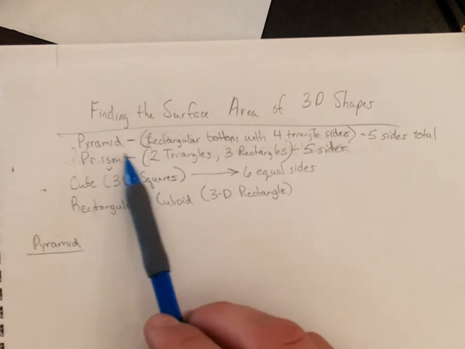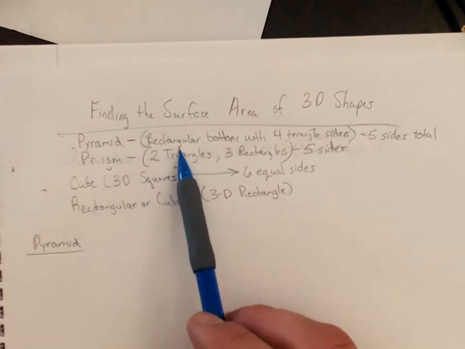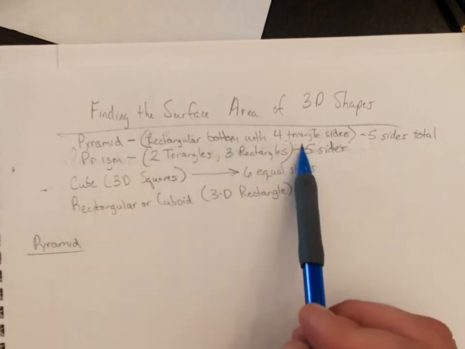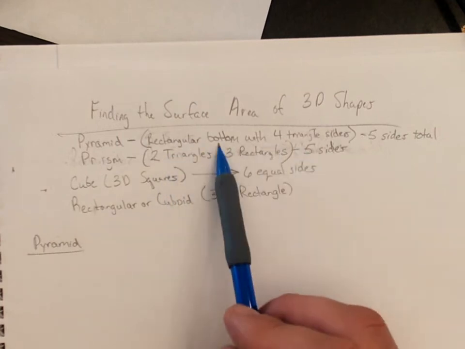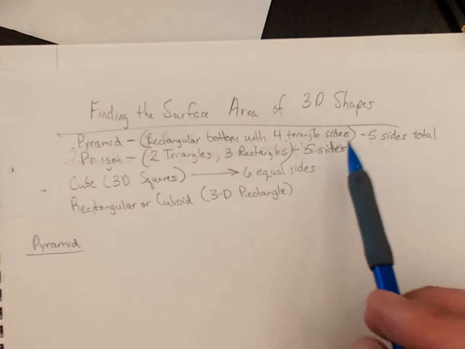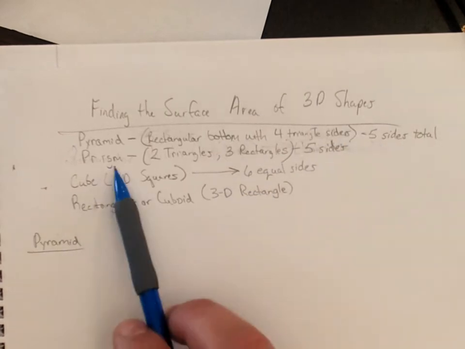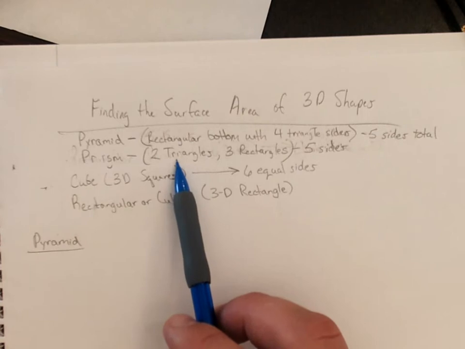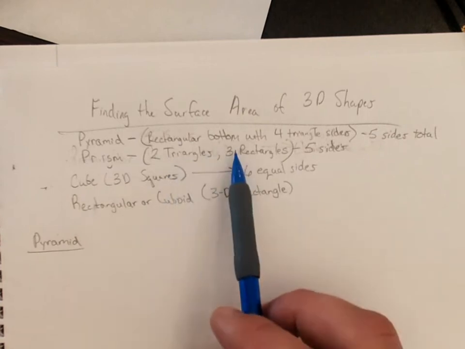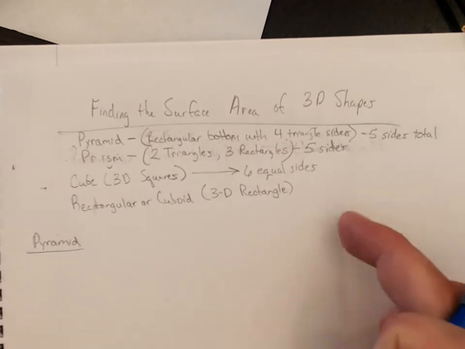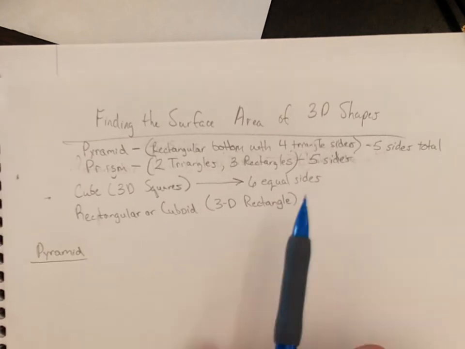So a pyramid would be a shape with four triangle sides and then a rectangular bottom, like the pyramids in Egypt. They have five total sides, and so does a prism. And I think you've seen prisms before. They have two triangle sides, and they also have three rectangle sides: two triangle end caps, and then three rectangles going around.